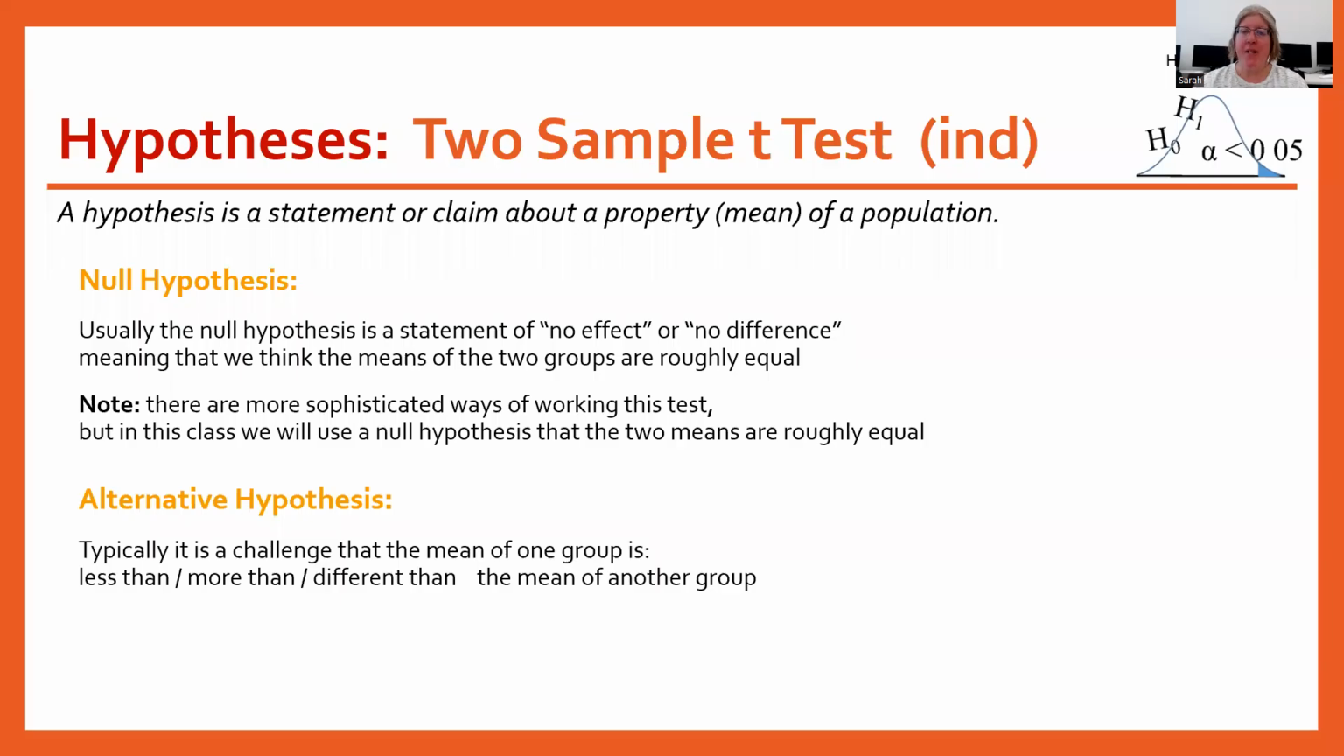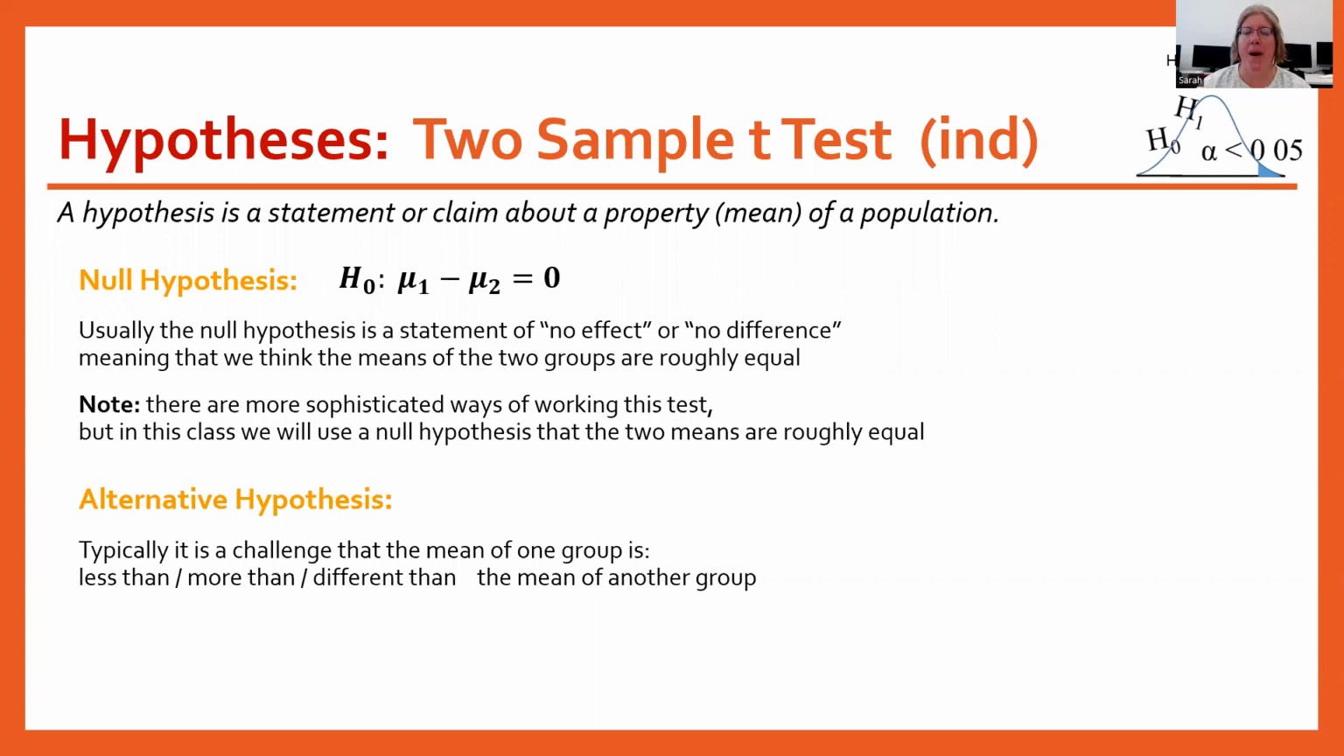Now that we've looked at phantoms for the two-sample t, I want to take a closer look at the hypotheses and the conclusion statement. So let's start with the hypotheses. Our null hypothesis is mu1 minus mu2 is equal to 0, meaning that we think the means of these two groups are roughly equal to each other.